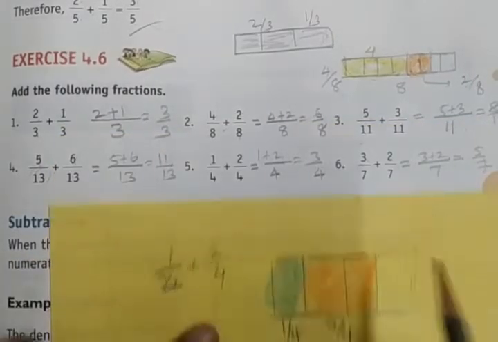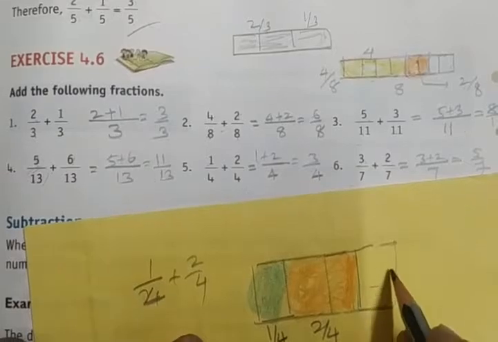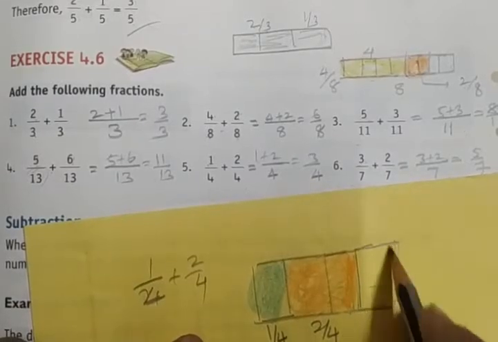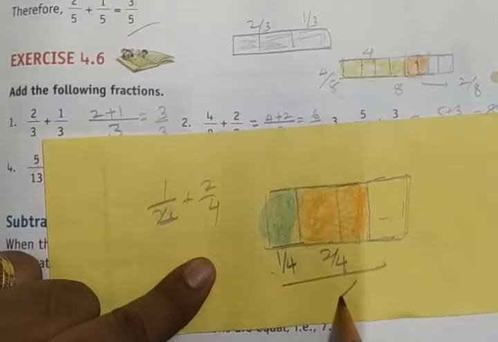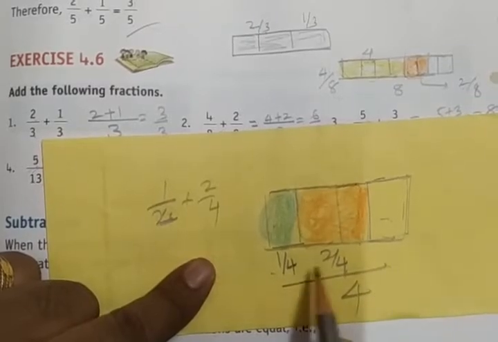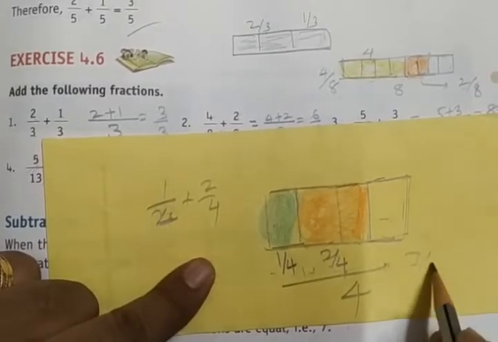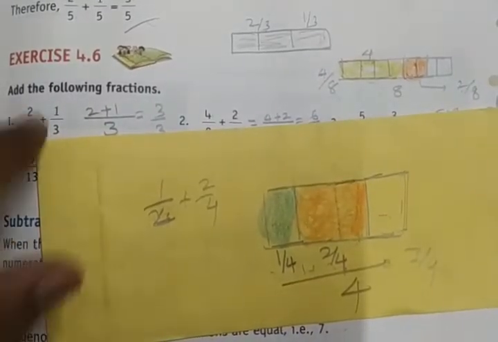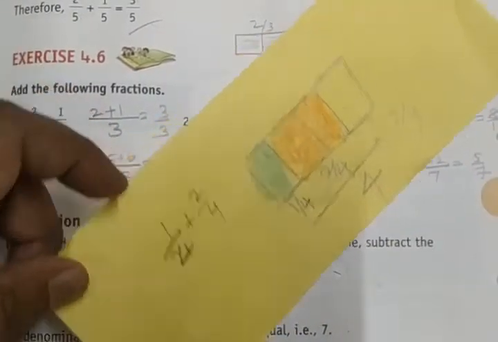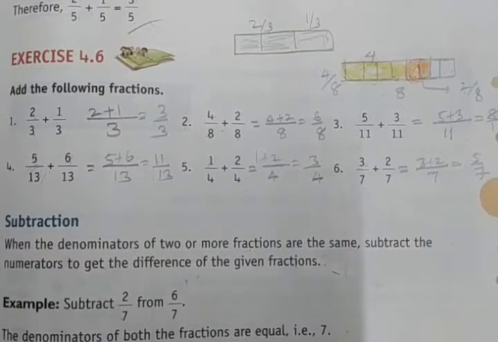This is 2 by 4. Again, the remaining unshaded part is 1. So this plus this is equal to, out of 4 fractions, 1 plus 2 is equal to 3 by 4. 3 portions of 4 portions were shaded. Okay. So you can do it in another way also.